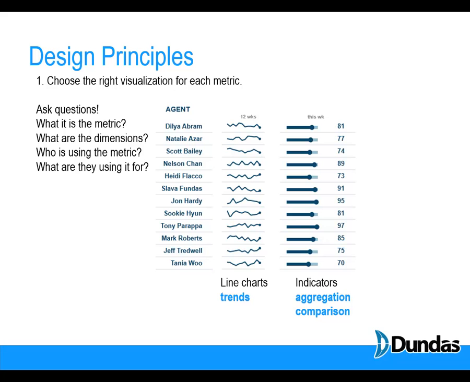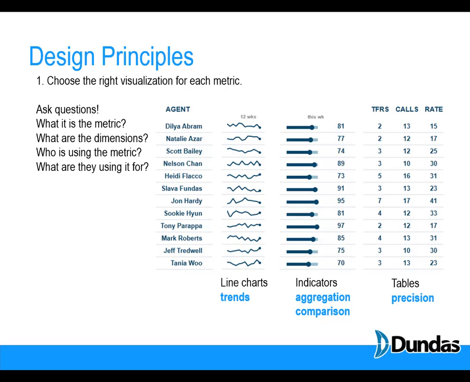If she wants a snapshot, how are things going this week? I'd suggest a set of indicators like these bullet graphs. They're also great for comparison within a set. So just by scanning the length of each of these indicators by agent, I can tell which ones are lagging behind, which ones are excelling, and where I need to take action.